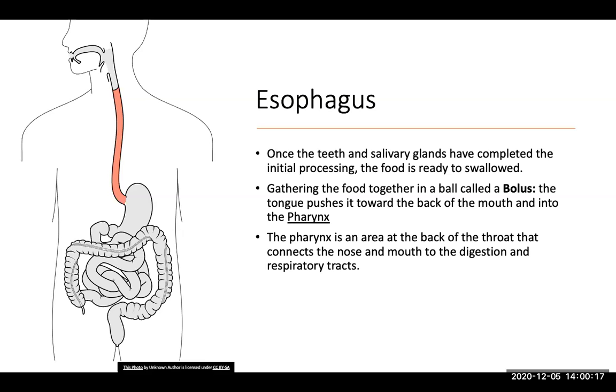The esophagus then is the tube that connects the pharynx to the stomach. Once the teeth and your salivary glands have completed initial processing, food is swallowed. It takes about 6 to 8 seconds for the food to travel down the esophagus and into the stomach, and we call it a bolus at this point. The pharynx is an area at the back of the throat that connects the nose and mouth to the digestive tract, but also the respiratory tract, which is the trachea.